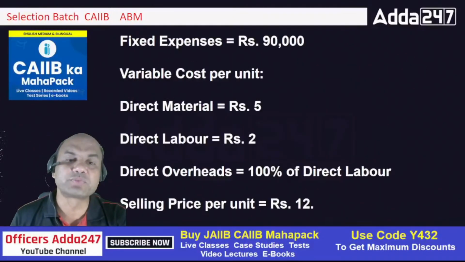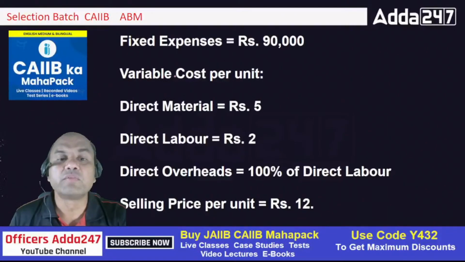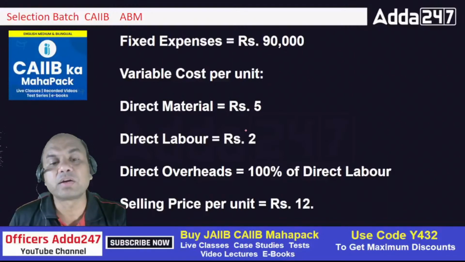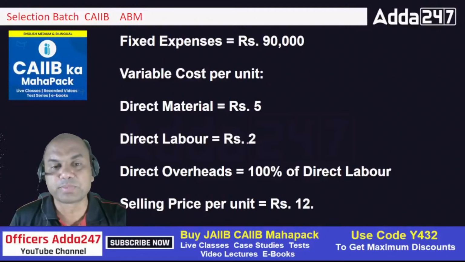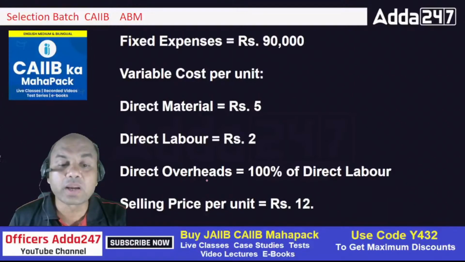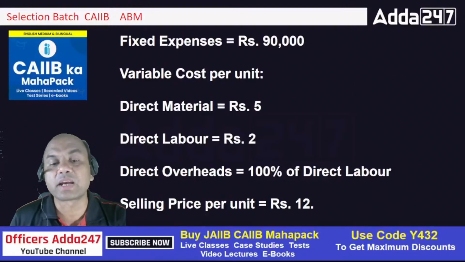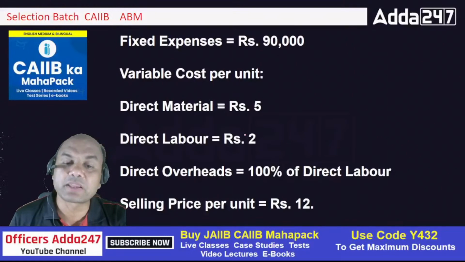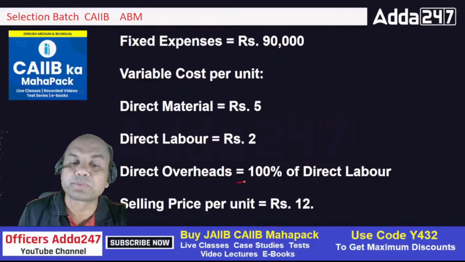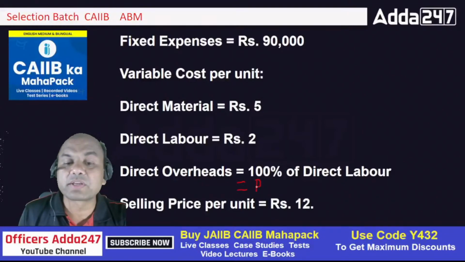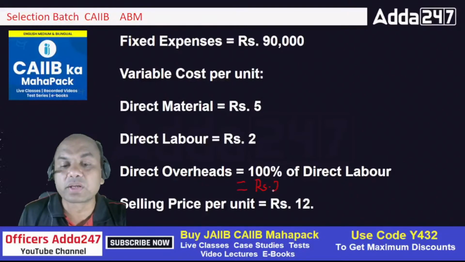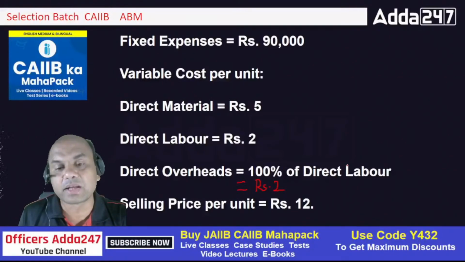So the data given is this. Fixed cost is 90,000. Variable cost per unit, it is what? Direct material 5. Labor 2 rupees per unit. Okay, and direct overheads equals 100% of the direct labor. So 100% of the direct labor means what? Means if I am having direct labor as rupees 2, then 100% of this will be again rupees 2. So it is rupees 2 only. So instead of giving it as rupees 2 over here, they have mentioned it as 100% of the direct labor.